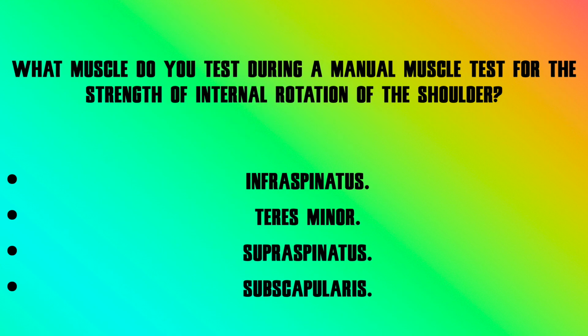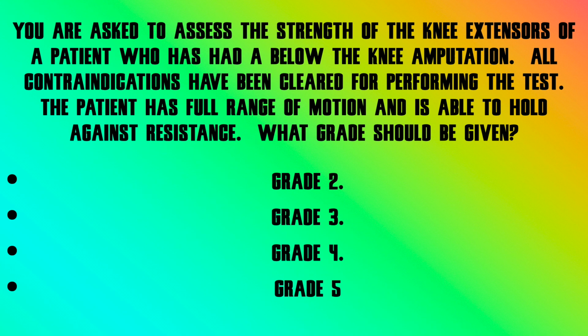What muscle do you test during a manual muscle test for the strength of internal rotation of the shoulder? The answer is subscapularis.